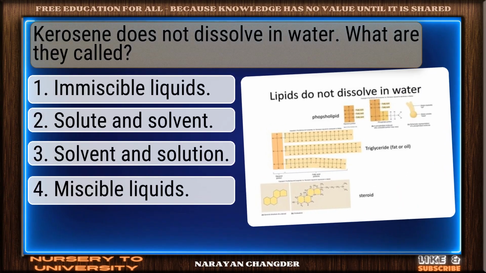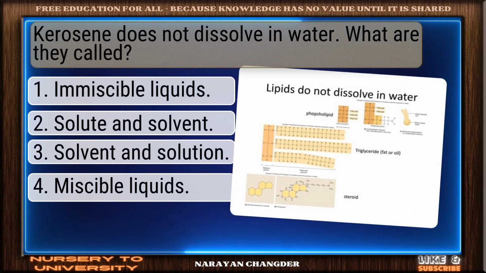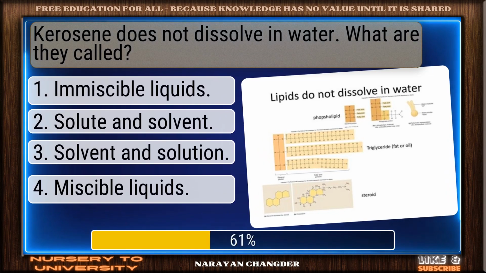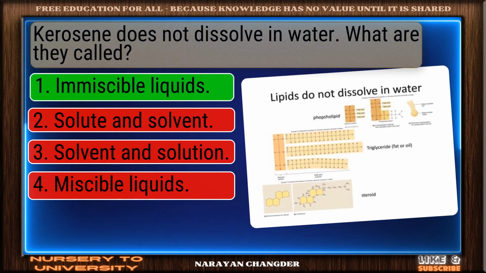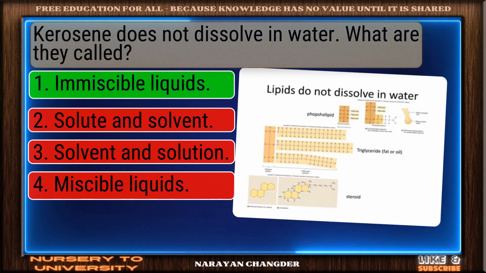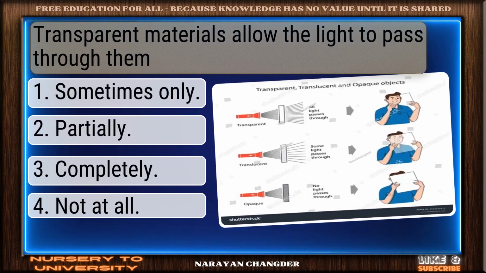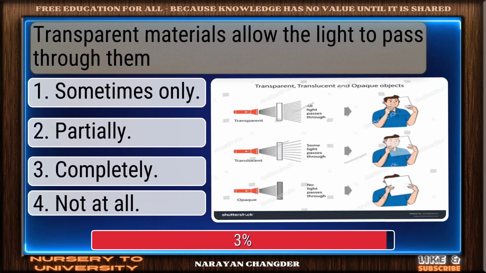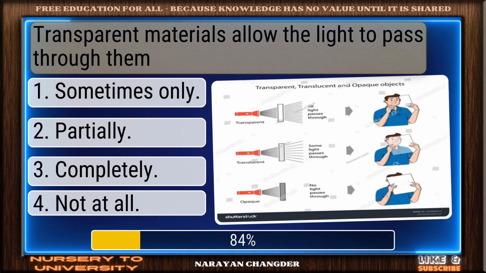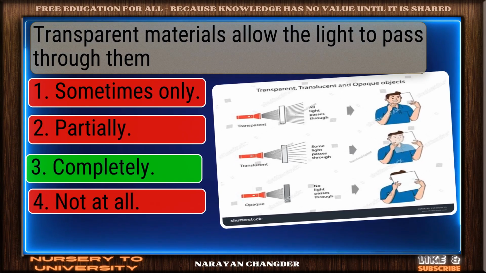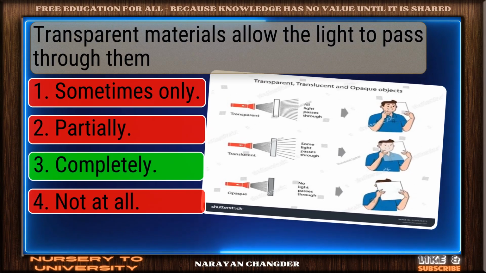Kerosene does not dissolve in water. What are they called? Perfect. Immiscible liquids is the correct choice. Transparent materials allow the light to pass through them. Excellent. Completely is a brilliant choice.